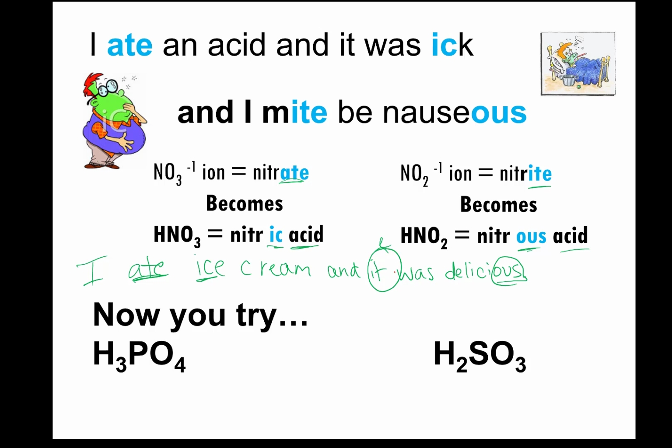So here we have H3PO4. PO4, think about that. What's the name of the polyatomic ion? It's phosphate. So it becomes ic acid: phosphoric acid. H2SO3. SO3 is sulfite. Ite becomes OUS acid, so sulfurous acid.